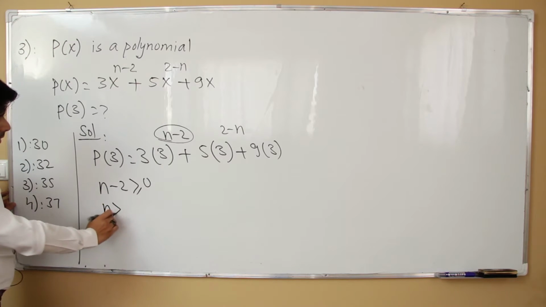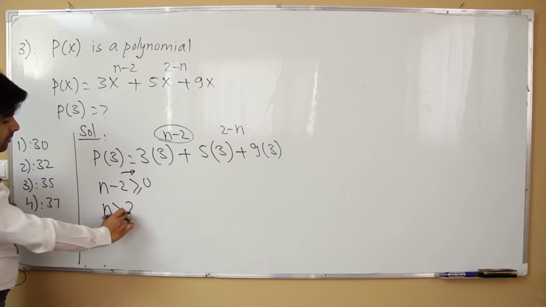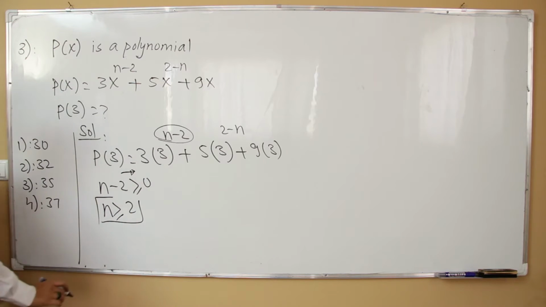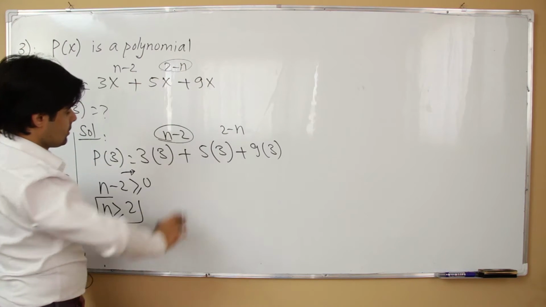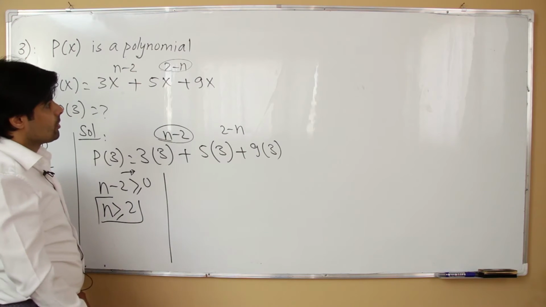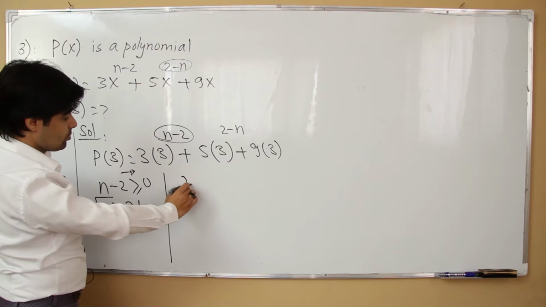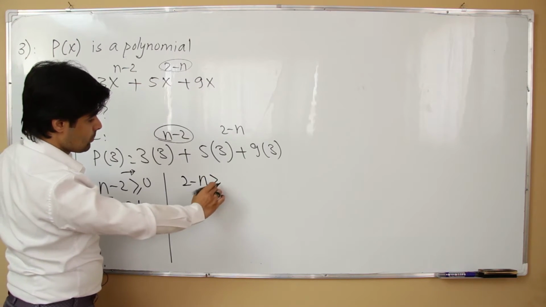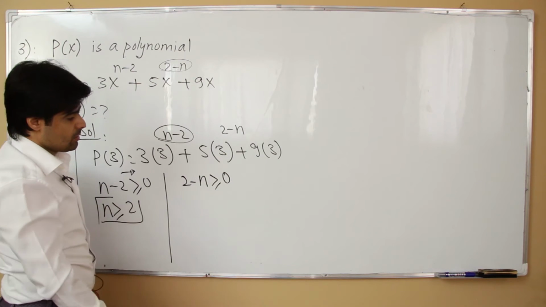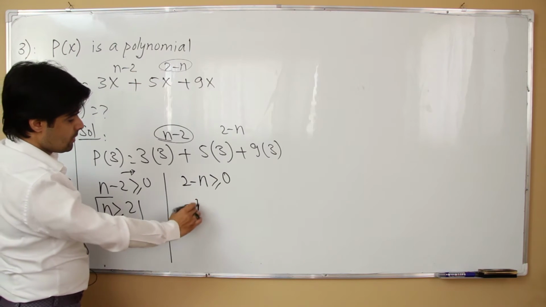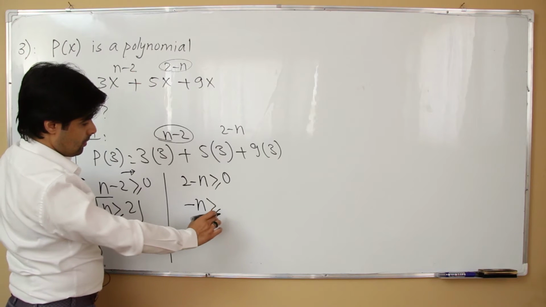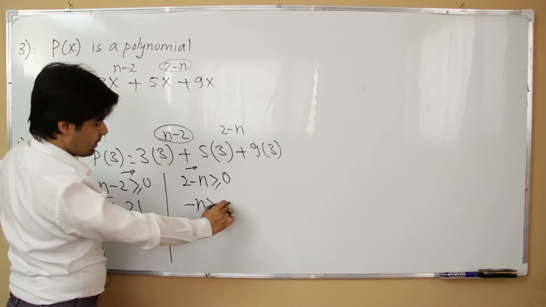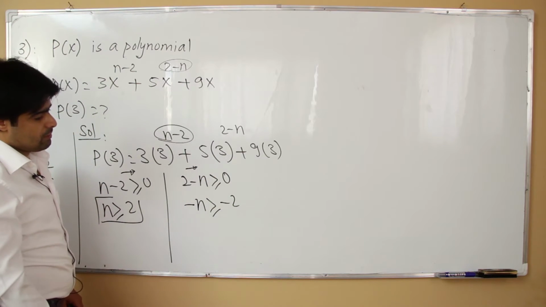Solve it for n. N is greater than what? Than 2. Now come here. This one should also be greater than 0. 2 minus n should be equal or greater than 0. If you want to solve this one, minus n is greater than what? Than minus 2.